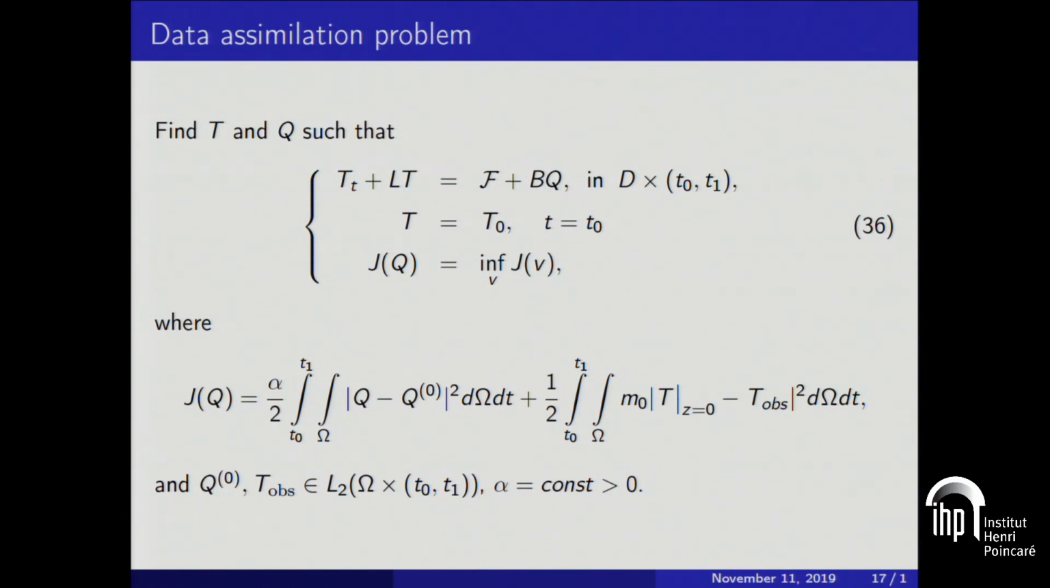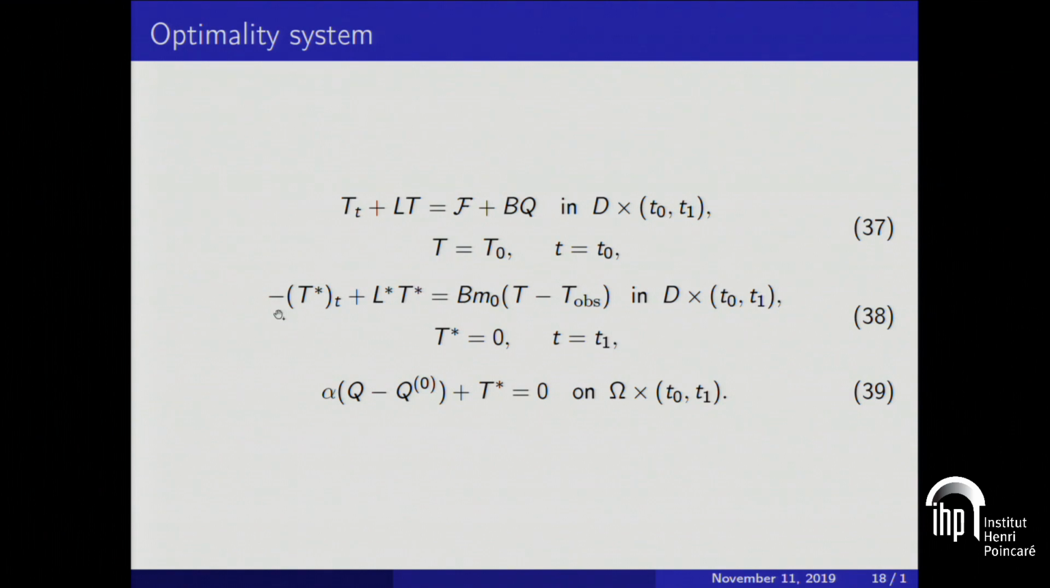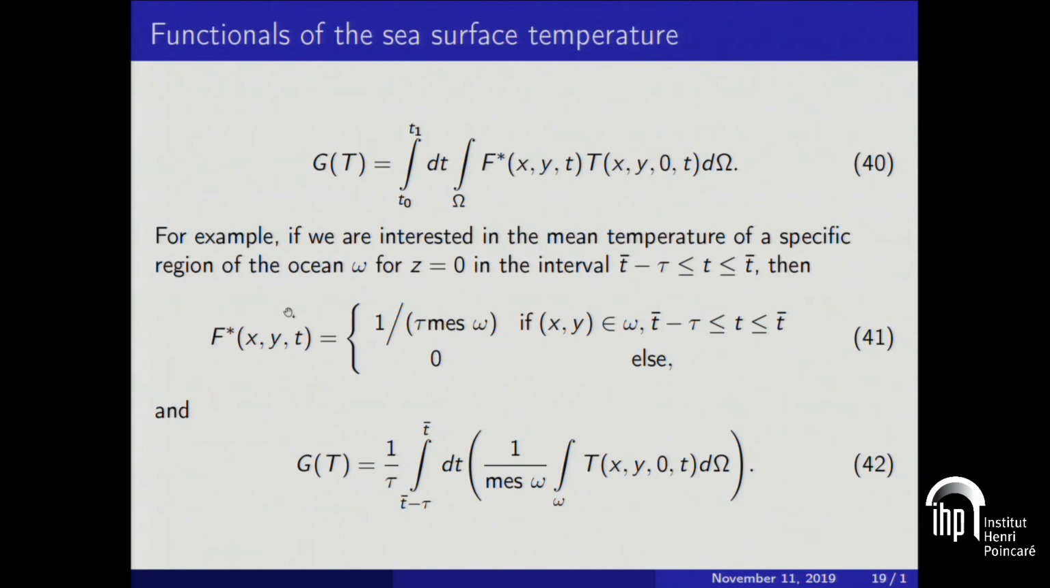What we want to do is to evaluate the sensitivity of the solution of this problem with respect to the observation. In this case, this is the optimality system. We have the model itself written in a simpler form, and equation 30, excuse me, is the adjoint model, and 39 is the optimality condition for Q. So if we want to evaluate the sensitivity with respect to T-obs, which is the observation, we will have to derive this optimality system.